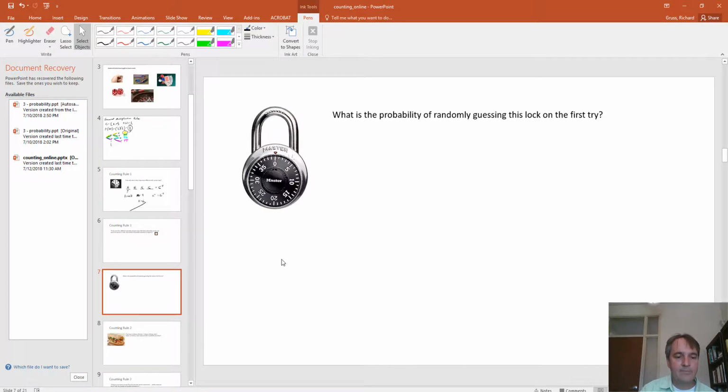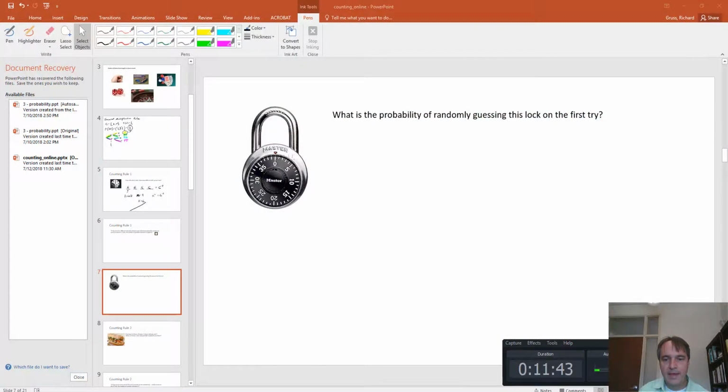Let's take a look at an example. So what's the probability of randomly guessing this lock on the first try? Okay, so take a look at this lock and take a look at this problem, and go ahead and pause the video and see if you can figure that out.